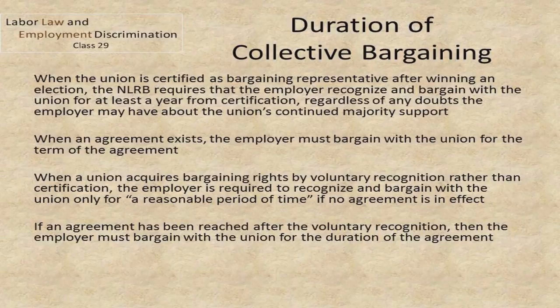If the union acquires bargaining rights by what we referred to last time as voluntary recognition, then the employer is required to recognize and bargain for only a reasonable period of time. And let's go back just by way of reminder. You'll remember one of the ways that a union can be recognized is by an election. And we dealt with that, and we're not going to cover that again. But one of the ways, as we touched upon briefly, that a union can be recognized is the employer can just say, we're going to recognize you.